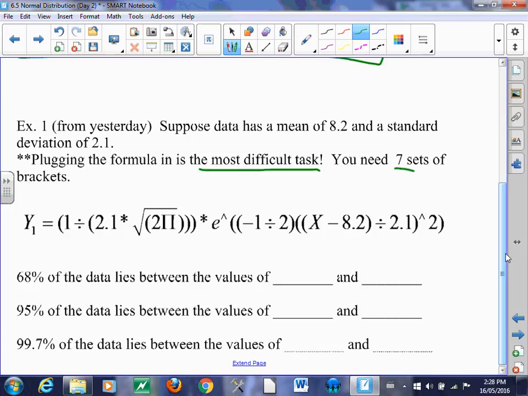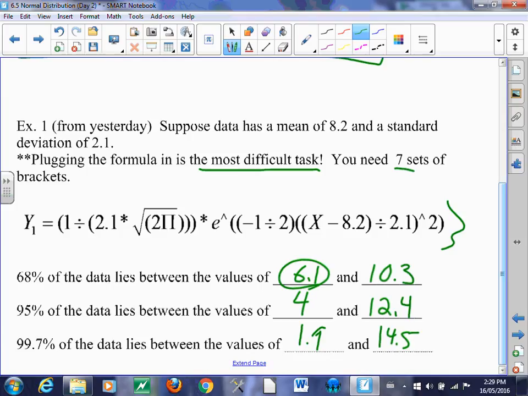If you're properly plugging that equation in, you have 7 sets of brackets, and you'll find that the data that lies within the first standard deviation is going to be 6.1 to 10.3. 95% of the data is between 4 and 12.4. And 1.9 to 14.5 is the third. So what I'd like you to do, folks, is put this equation in. Press the second trace 7 button. Do your lower limit as 6.1, your upper limit as 10.3, and you're going to get close to 68%. It might be off a little bit just because of decimals and rounding.